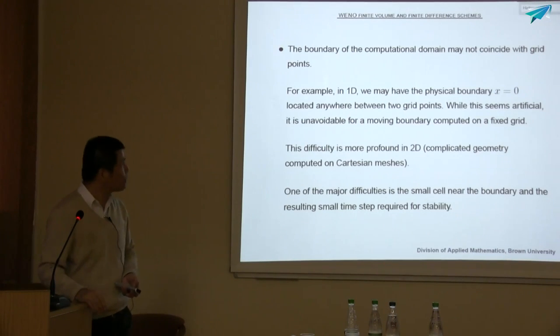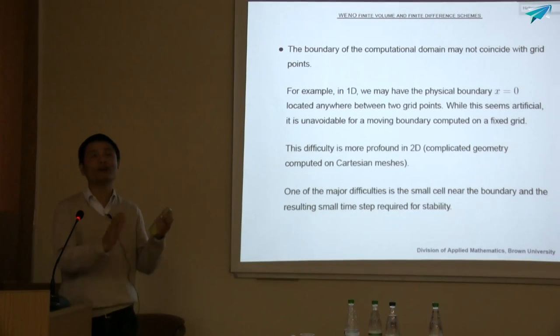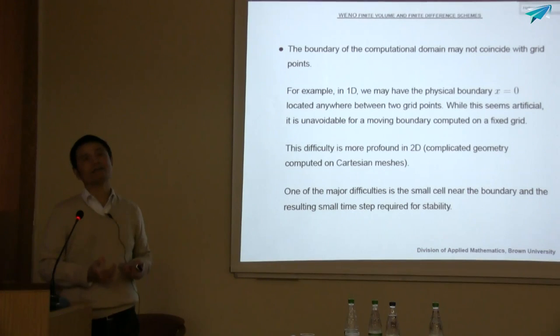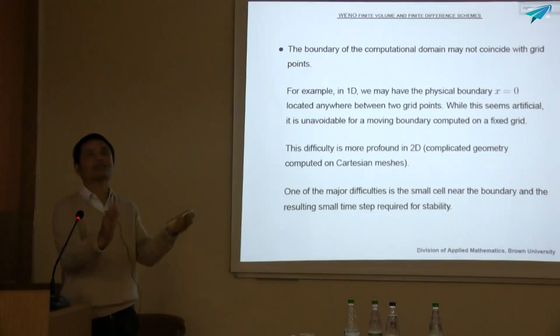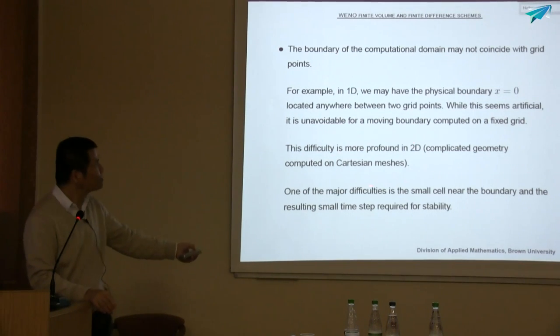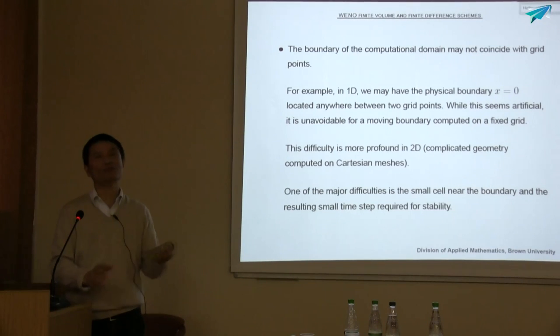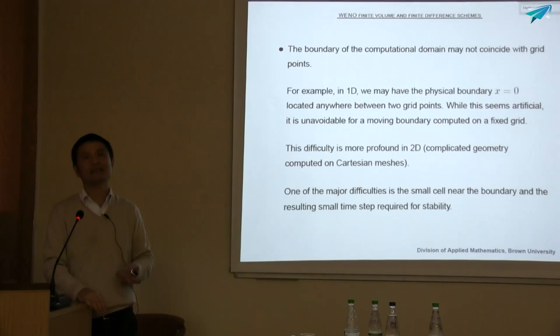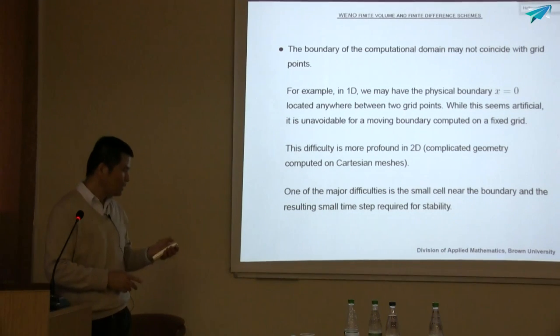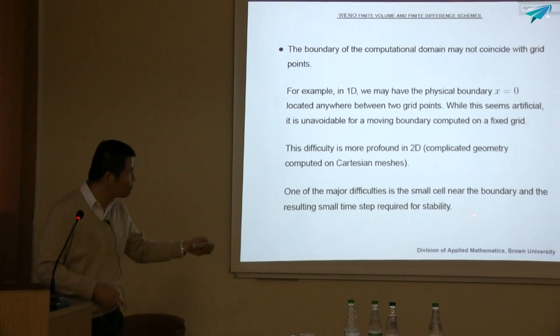Well, this is true. However, even in 1D, if your domain is moving and your mesh is fixed, then you still have this problem because one of them is moving, the other is fixed. You always have the situation that the boundary does not land on the grid. In 2D, even if it doesn't move, you still have the same difficulty: the boundary of the computational domain does not coincide with the grid. So this causes several difficulties.